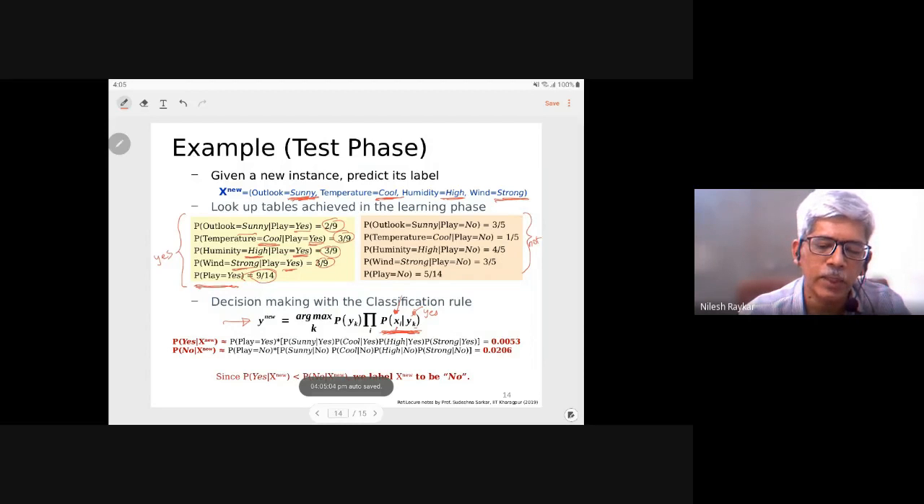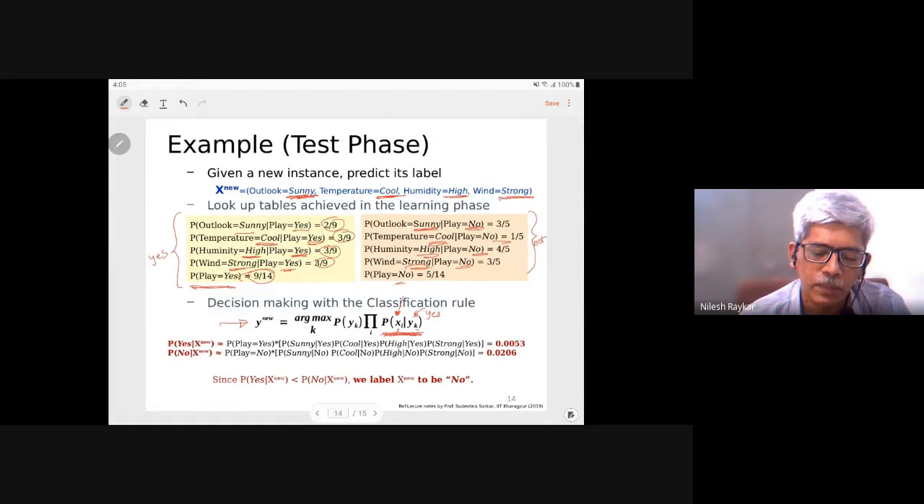Similarly, for not playing, you require 5 numbers. So this is sunny and no, cool and no, high and no, strong and no, and the no. So using this particular combination, we can do the calculations. The calculations here are shown on these two lines.